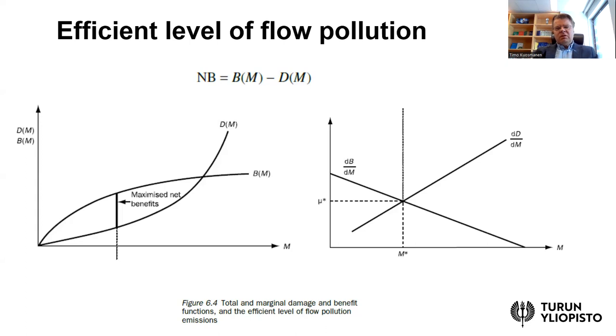And notice also on the right-hand side diagram that where marginal benefit and marginal damage are set equal, there is this mu asterisk indicated on the vertical axis. This mu asterisk is equal to the marginal benefit, which is also equal to the marginal damage. We can think about this as some kind of shadow price of the emission at the optimal level of emission. And this is also of some importance when we talk about policy instruments a little bit later on. Okay, so this is the situation for how we can set the efficient level of flow pollution.